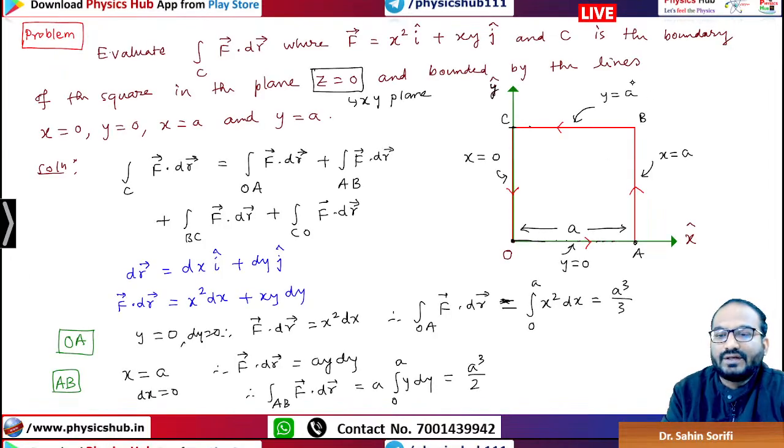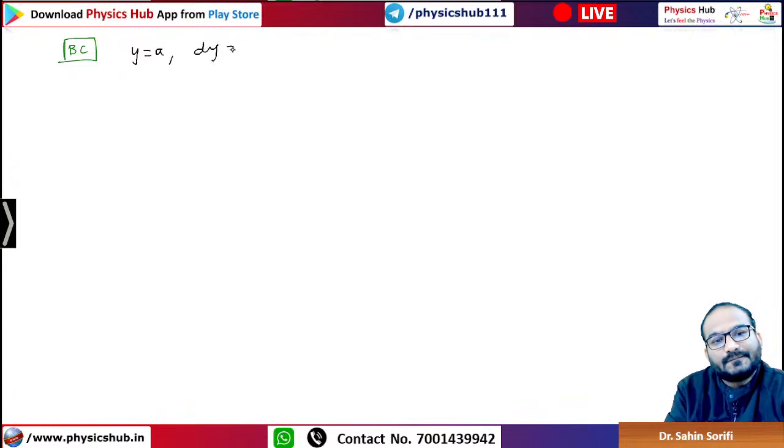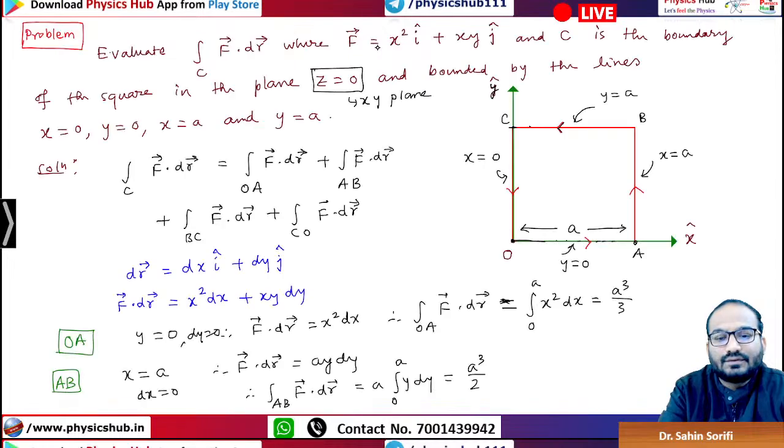So along the path BC, what do we have? Along path BC, we have y equals a, and you see the value of y is constant. So y equals a and dy is equal to 0. So what is F dot dr? Only the first term will remain, x square dx. Okay.